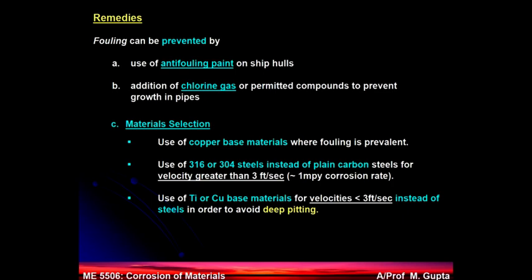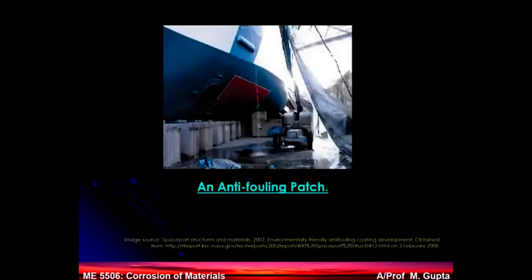You can use titanium or copper-based material for velocities less than 3 feet per second, because in this case your steel will not be able to repair itself in case of damage. So these materials are better. It avoids the pitting, because steel can be damaged through pitting, since chlorine can damage the chromium oxide and lead to pitting. So you can avoid that. Here is the anti-fouling patch being put on the hull. This is a picture here. This is one of the ways in which people try to minimize it.